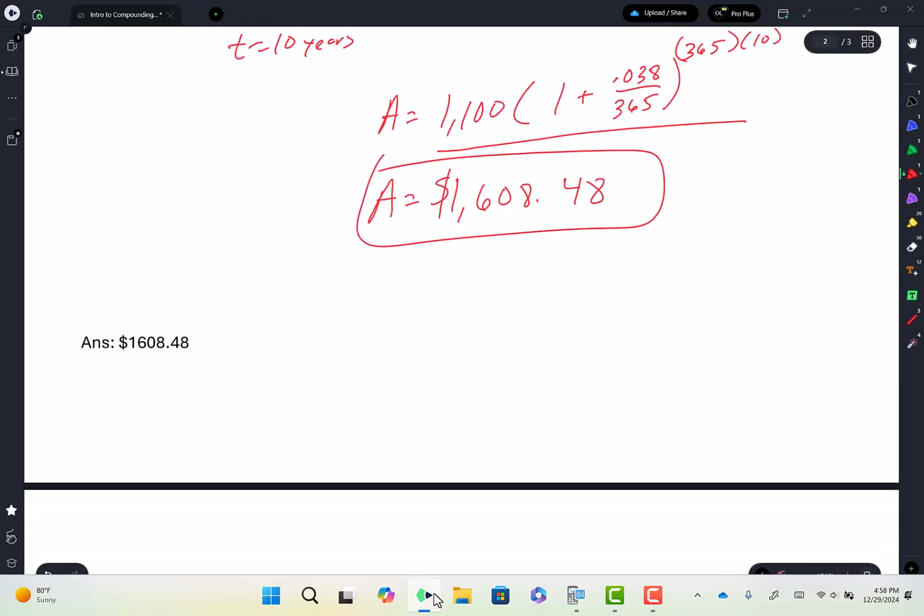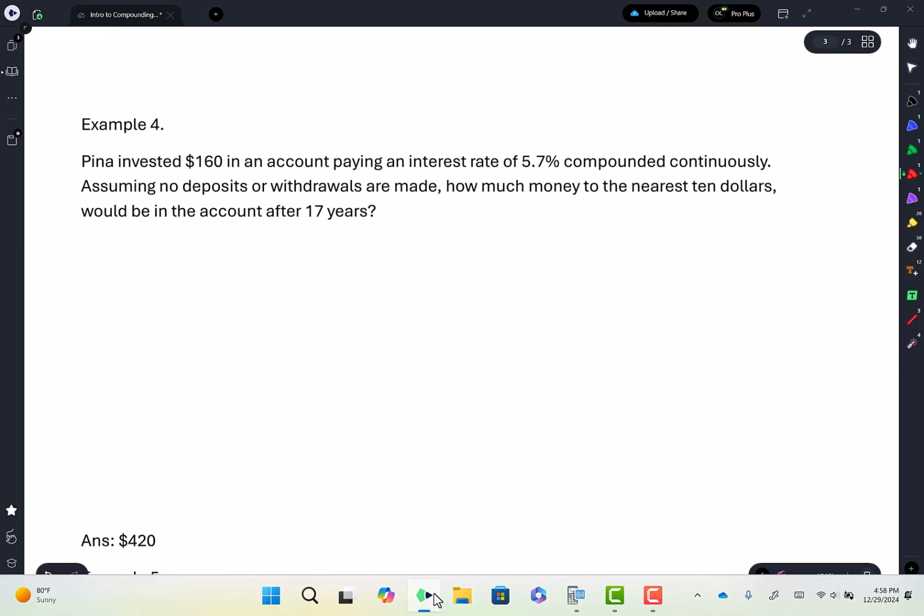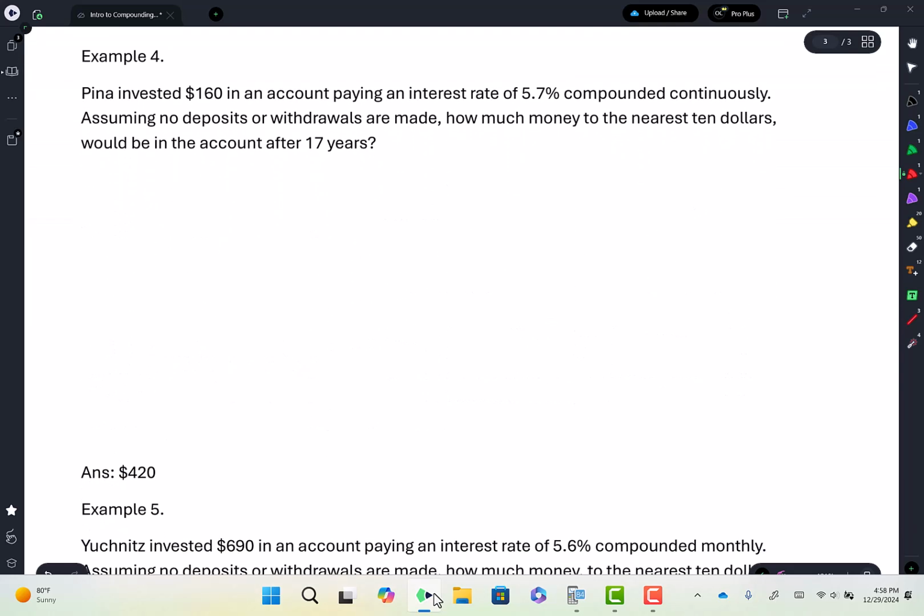All right, let's keep going, guys. Now we got Peanut here. Peanut invested 160 in an account paying an interest rate of 5.7%. So here's the initial amount. Here's your rate, 0.057, compounded continuously. So make sure you underline that word continuously. Assuming no deposits or withdrawals made, how much money to the nearest $10 would be in the account after 17 years?